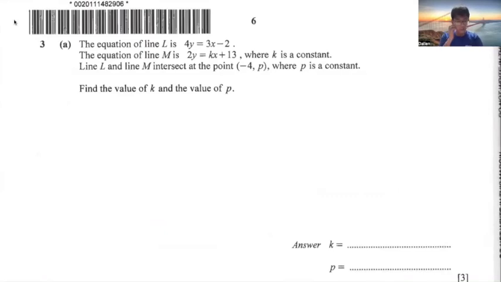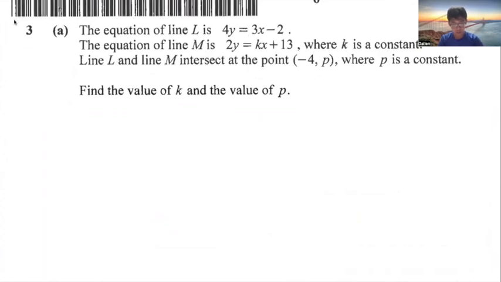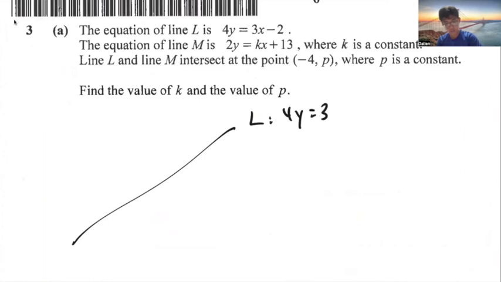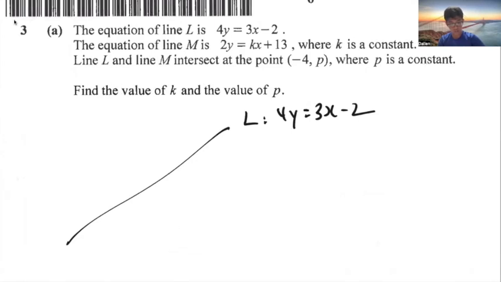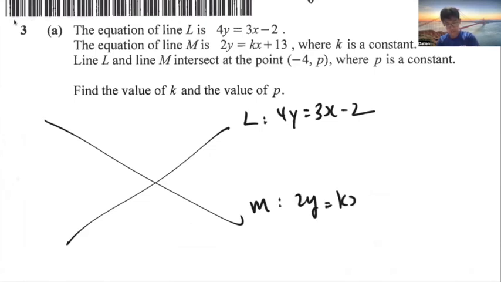Okay, so this is question 3. Part A, the equation of the line L is this. So let's say we call it like that. Line L, 4y equals 3... Then let's say the other one is, we don't know whether it's negative or positive, or we just write m, 2y equals x plus 13.